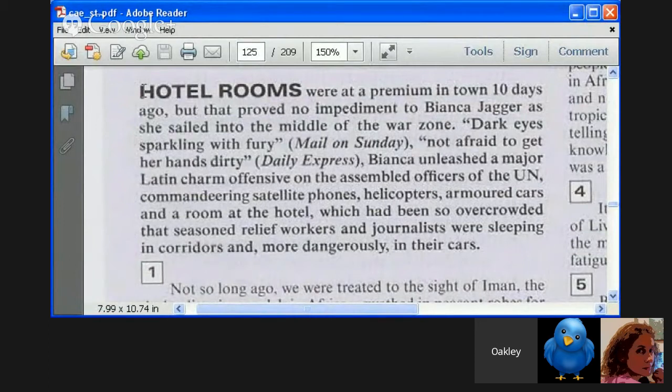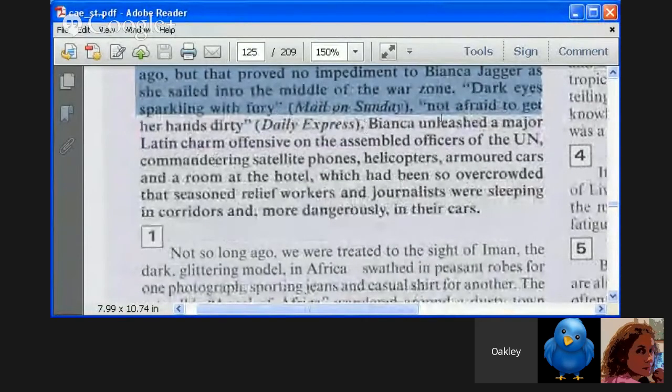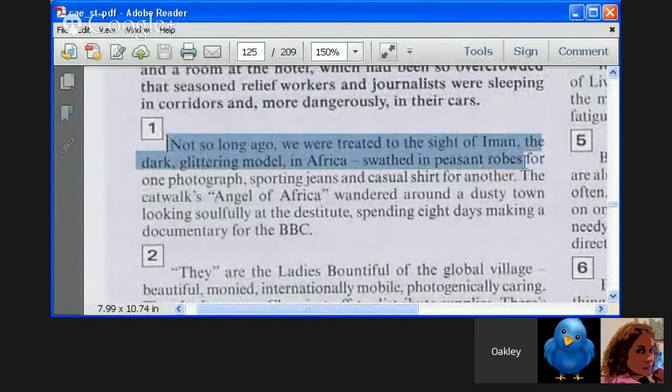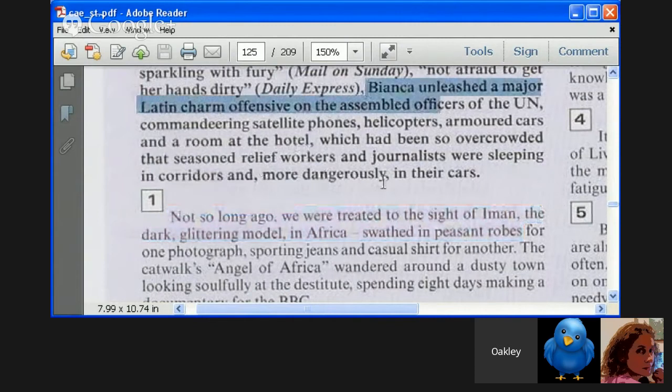Let's just try the first one. Hotel rooms were at a premium 10 days ago. It proved no impediment to Bianca Jagger. I sailed into the war zone. Blah, blah, blah. Suddenly, we have the next paragraph. Not so long ago, we retreated to the site of Iman, the dark glaring model in Africa, swathed in peasant robes for one photograph, blah, blah, blah. Okay, we have an abrupt and sudden transition from Bianca to Iman.